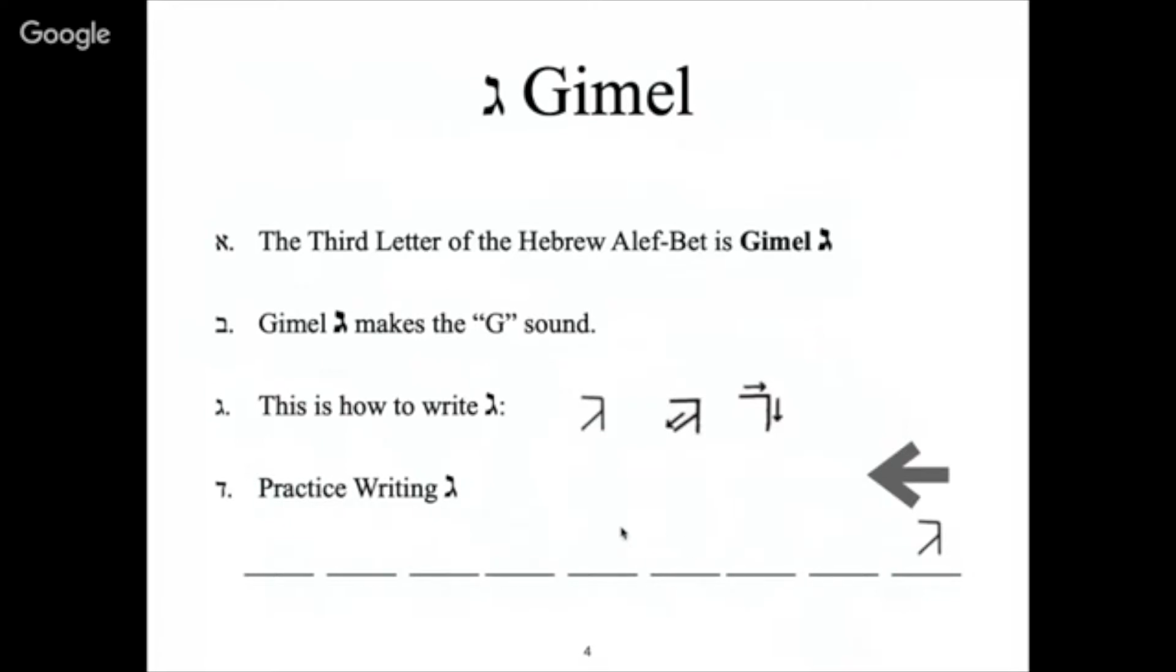I wrote like four or five lines of each, all the way down the page. Now I need help pronouncing them, especially with the vowels. Okay, so we'll go through that right now, because we're going to learn a few vowels.